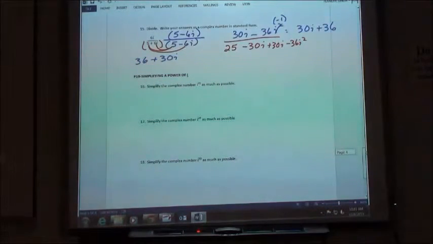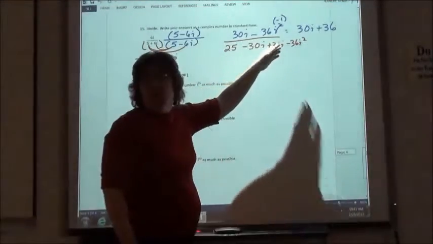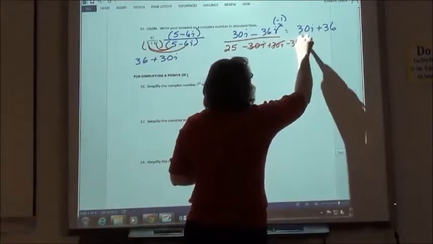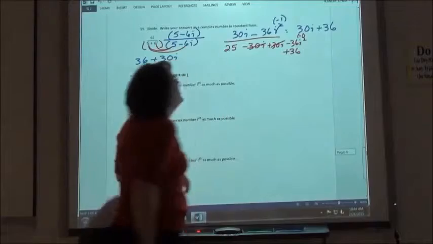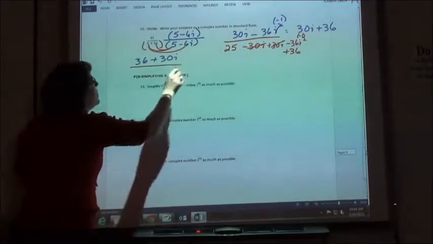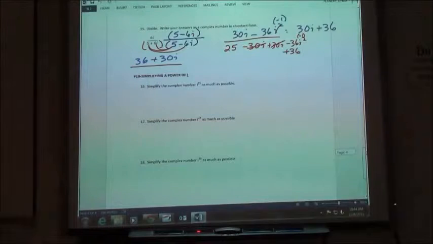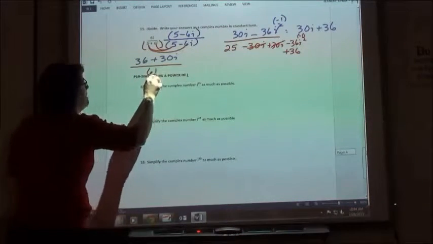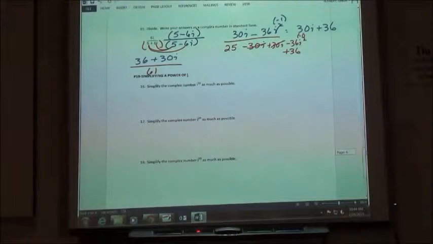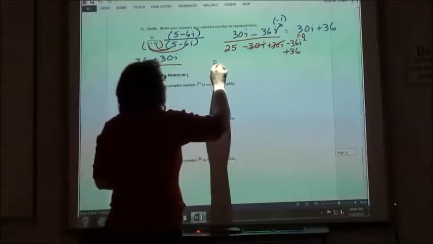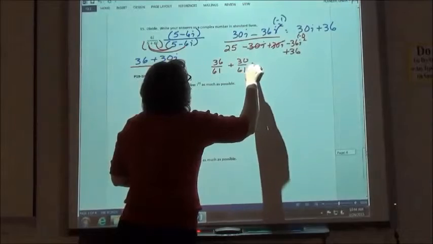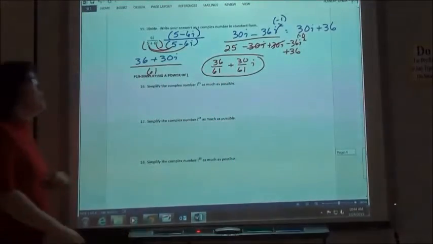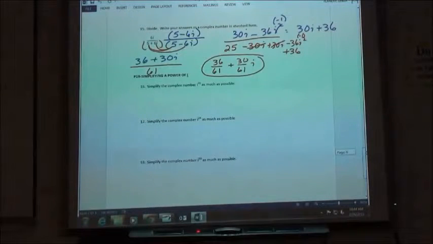Because what happened, you can see, is, oh, my i's do cancel out of there. They will be gone. And we're going to put negative 1 in for our i squared. So that's going to make that a positive 36. So on the bottom of our fraction, we're going to have 25 plus 36. Must be about 61, right? Yep. So our answer in standard form, we're going to have 36 over 61 plus 30 over 61i. And again, we can't reduce our fractions, so that's going to be it.